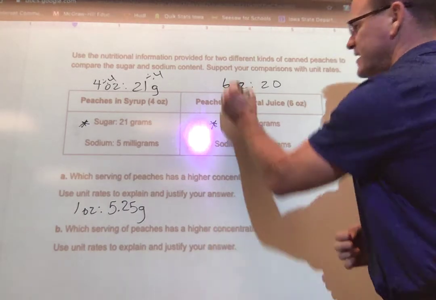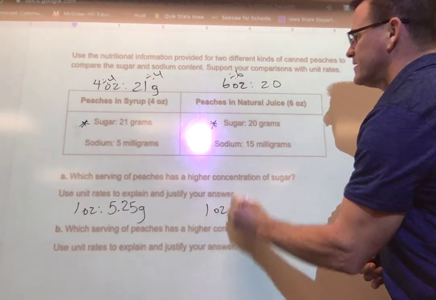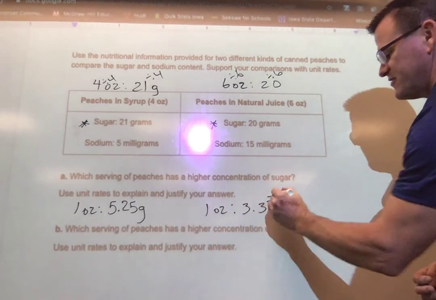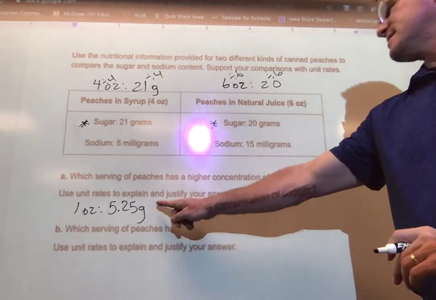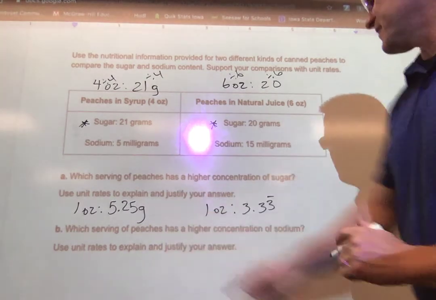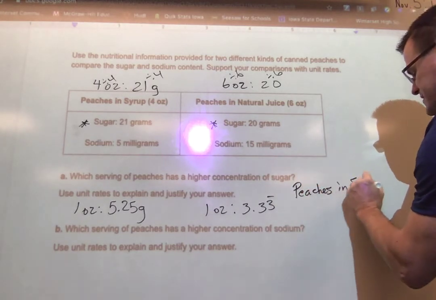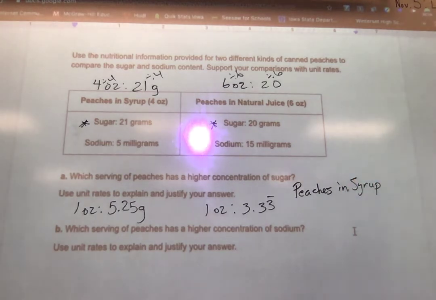And if I do it over here, I need to divide by 6 to get this down to 1 ounce. So I must take 20 divided by 6. If you do that, you get 3.333 forever, 3 1/3. So I can tell which one has the higher concentration of sugar. It's definitely peaches and syrup. You've got that juicy syrup there that they put in there. It's sugary, makes it taste a little bit better. So peaches and syrup, definitely more sugar, quite a bit. Not quite double, but quite a bit more.